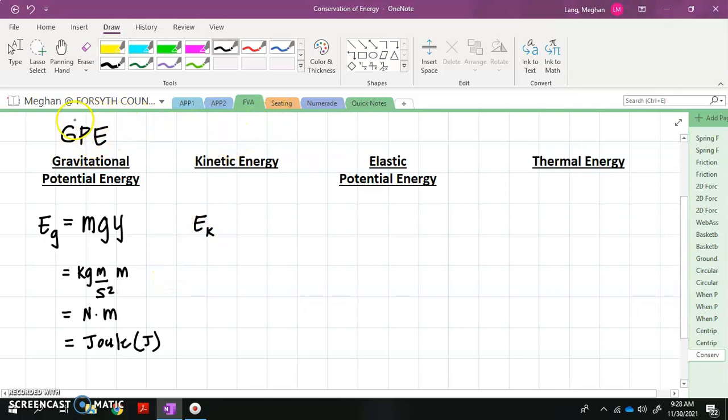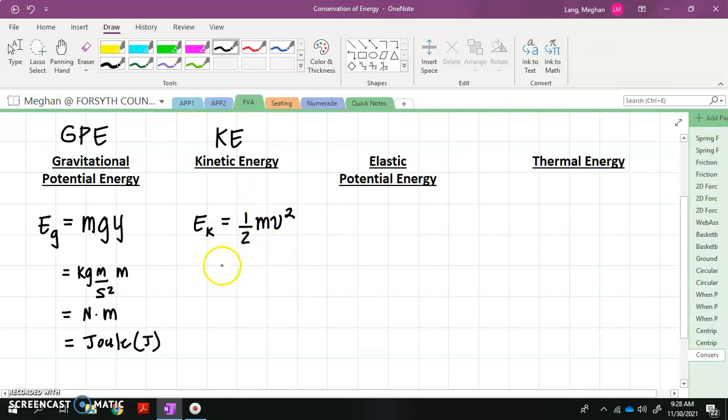Just like we said, another way that you'll see gravitational potential energy written is GPE. Kinetic energy you see a lot as just KE, but I call it E sub K because I want to keep all of my labels similar. Kinetic energy is equal to 1/2 mv squared, an equation that a lot of y'all recognize from using it before.